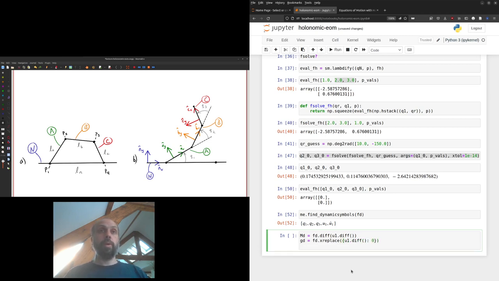And so I have MD times U1 dot plus GD, then I have U1 solution equals negative GD, just simply divided by MD. All right, and then I'm going to lambdify that. So eval U1 equals sm.lambdify. It should only be a function of U1 and all of the Qs, which I can say is Qn, and then I give it U1 solution there.